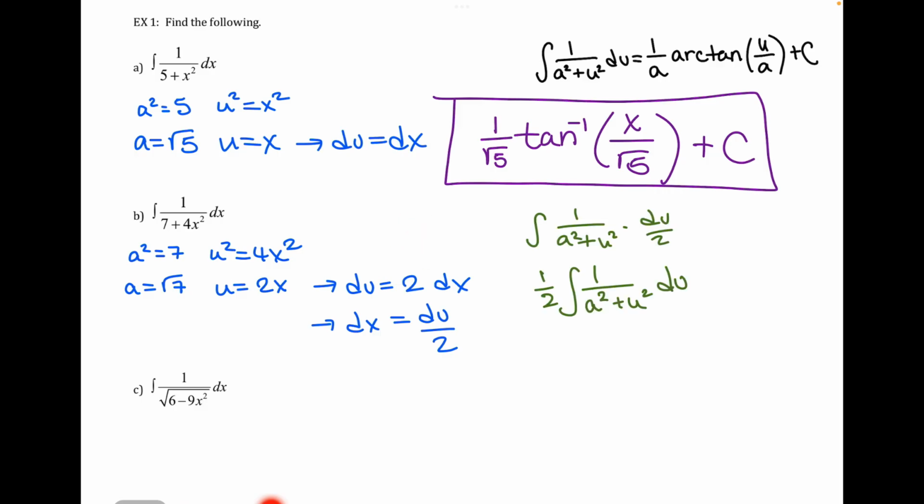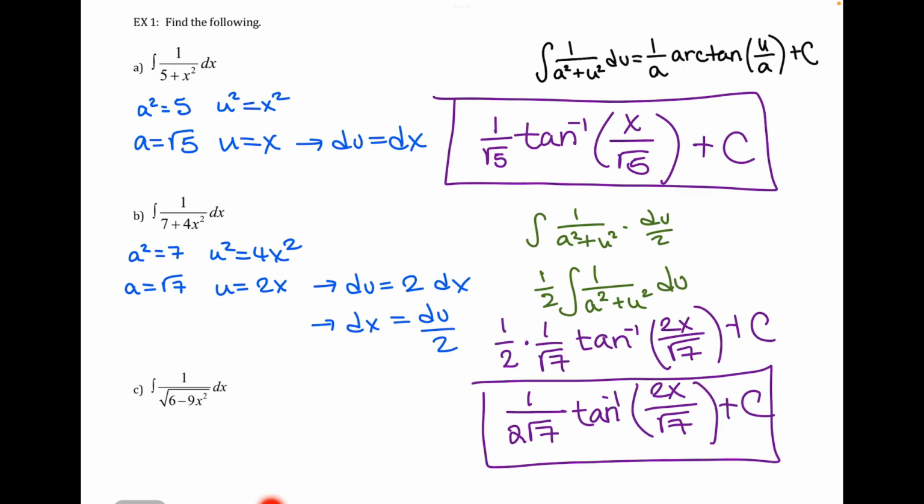I can rewrite this integral as 1 over a squared plus u squared, but then the dx is actually going to turn into a du divided by 2. So I'm going to replace that dx with du divided by 2. And I can take that divide by 2. It's the same thing as a 1/2. I can pull that out front. That's just a constant. So this integral is actually equivalent to 1/2 integral of 1 over a squared plus u squared du, where a is root 7 and u is 2x.